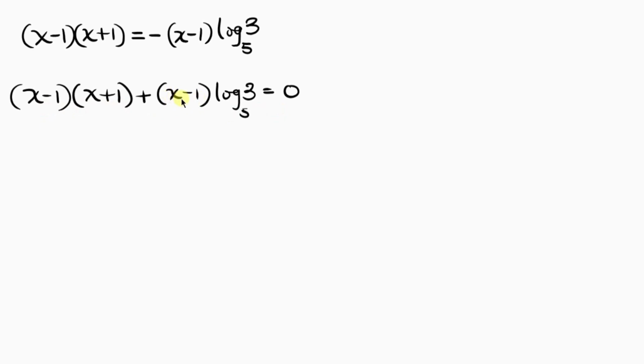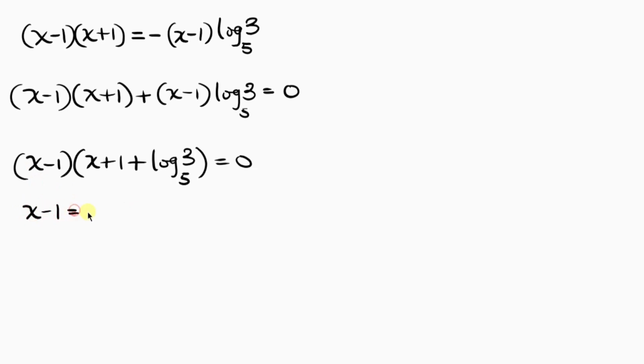So notice that x minus 1 is common, which we can factor out. And after factoring that out, we have x plus 1 remaining here, plus the remaining expression here becomes log 3 base 5. That's it, equal to 0. So we have two cases. The first case, we have x minus 1 to be equal to 0, or the second case is x plus 1 plus log 3 base 5 is equal to 0.